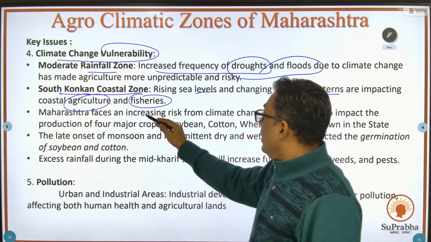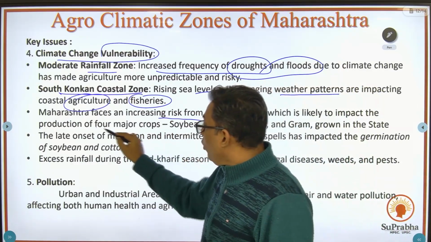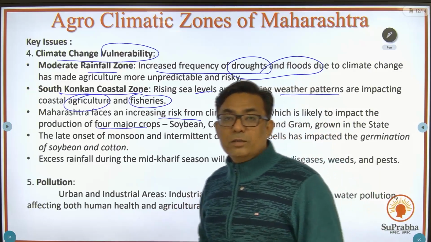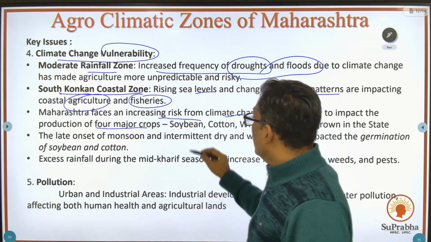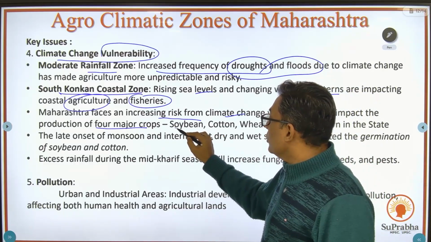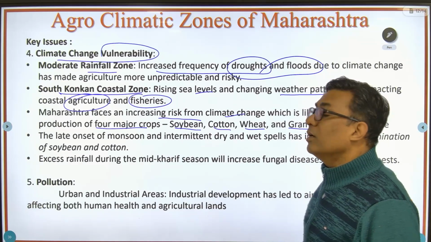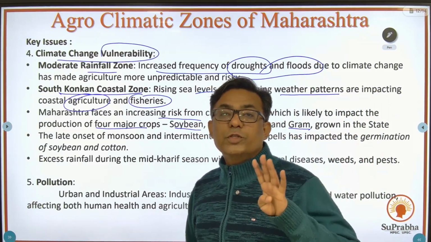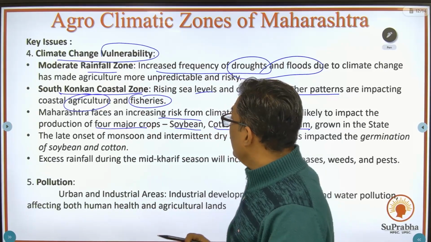Fine. So Maharashtra is facing an increasing risk from climate change, which is likely to impact 4 major crops. This has been given by the Institute for Sustainable Studies, that the crops which Maharashtra is going to face risk for because of climate change are soybean, cotton, wheat and gram. So these are the 4 crops which are vulnerable to climate change.